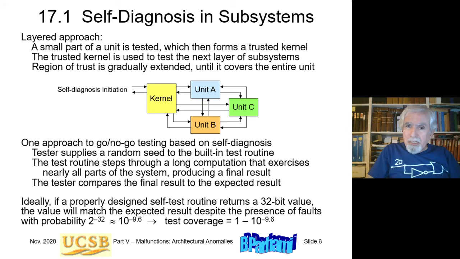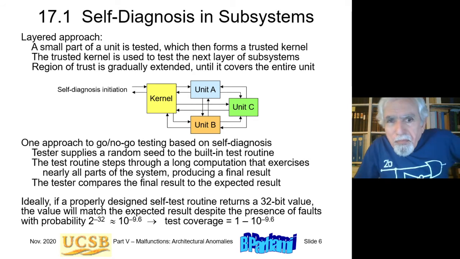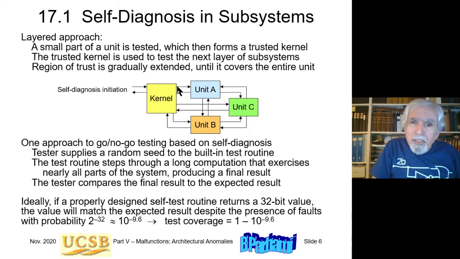If the outcome matches the expected outcome, then the kernel concludes that unit A and its self-diagnosis routine are okay, and therefore it can trust unit A, extend the domain of trust, and then go to unit B and then to unit C. Okay, so rather than the kernel trying to supply a whole bunch of tests to unit A, which can take a long time and require a lot of communications between the two units, it can supply just one seed, maybe 32 bits or 64 bits or 256 bits, whatever the seed size is. A limited amount of information.